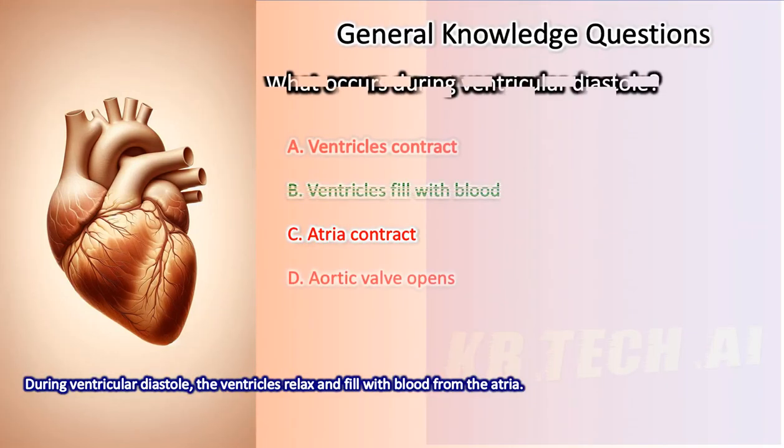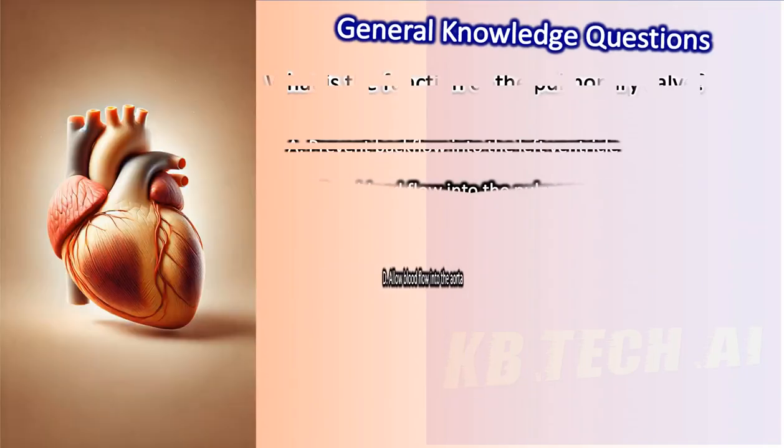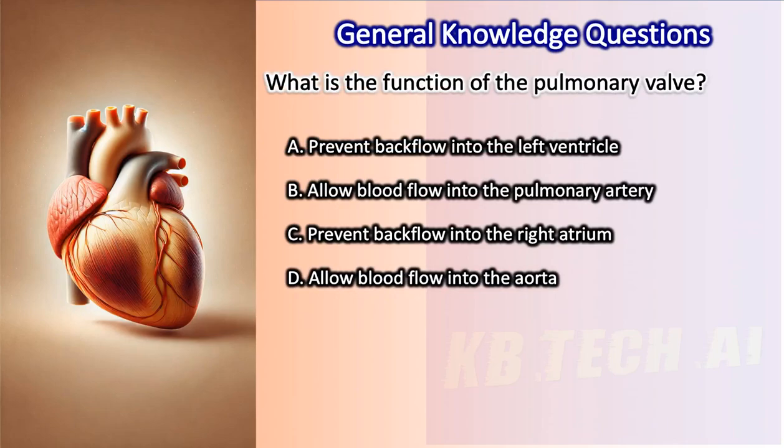The answer is option 2. Ventricles fill with blood. Which is the function of the pulmonary valve? Option 1. Prevent backflow into the left ventricle. Option 2. Allow blood flow into the pulmonary artery. Option 3. Prevent backflow into the right atrium. Option 4. Allow blood flow into the aorta.